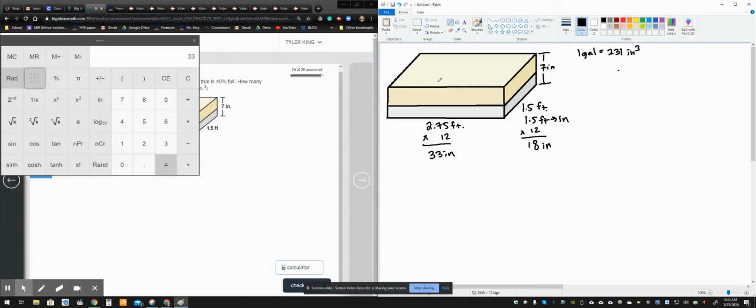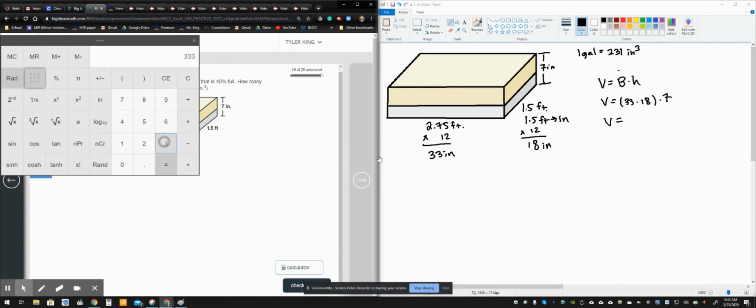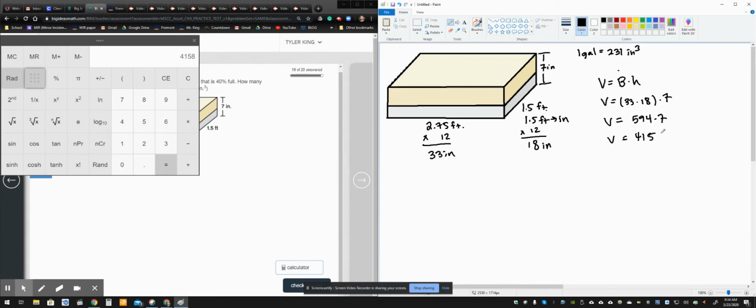Now, to find the volume of the entire tank, the volume is equal to the area of the base times by the height. So the volume is going to be equal to 33 times by 18 times by 7. So our volume is going to be equal to 33 times by 18, which is equal to 594, times by 7, is going to be equal to 4,158. Okay, so that's the volume of the whole thing.